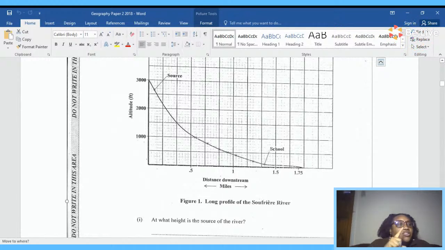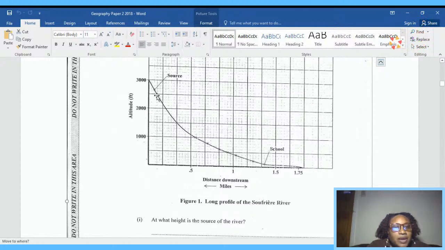It is not 3,000. Why is it not 3,000? Because the source is not labeled at 3,000. The source is labeled before that. So very good, Calicia has the correct answer. It is 2,650 feet. Remember, it is feet, right?